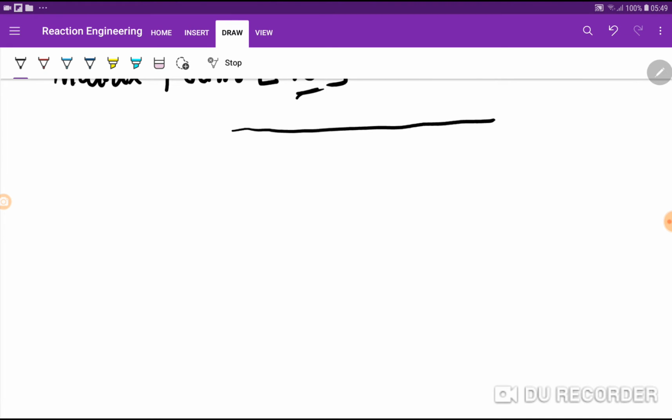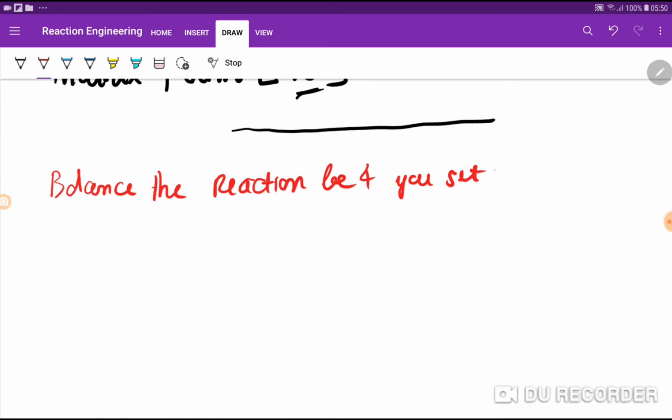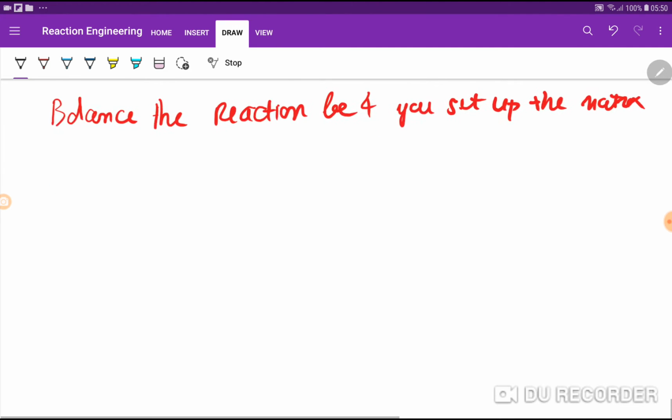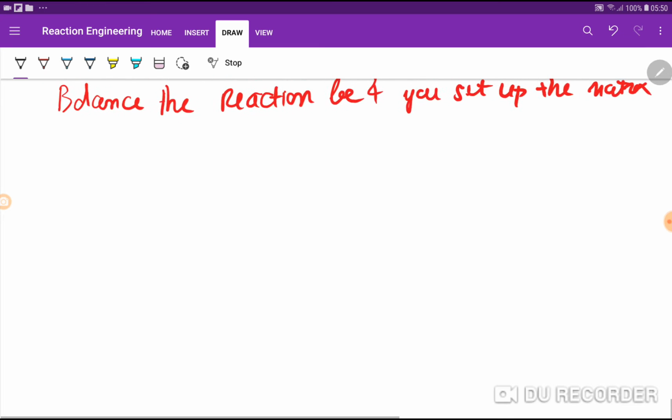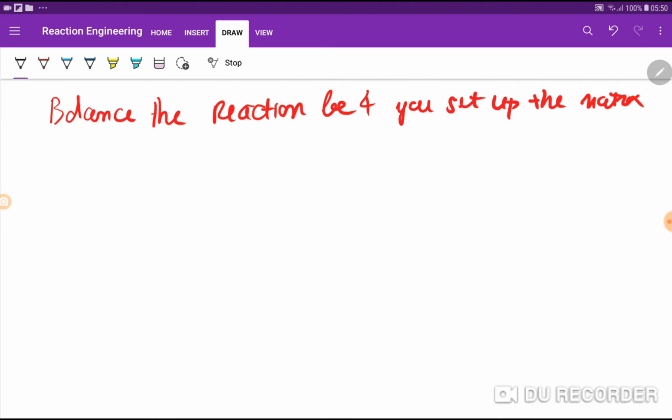So you have this matrix after, let's say, you set up the reaction equation. You balance, remember to balance the reaction before you set up the matrix. Very important, because on the exam I forgot to balance the reaction and I messed up. I really did. So please don't forget that.